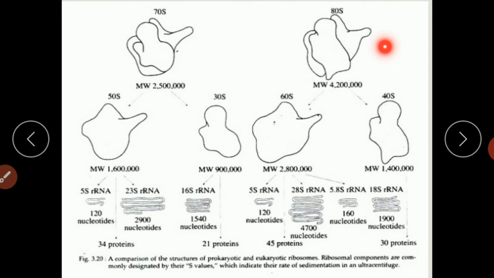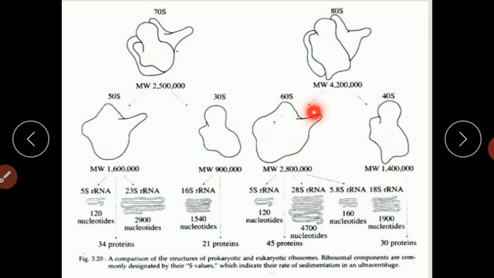So this is again the eukaryotic ribosome. When we isolate this ribosome, we find that there is a large subunit, that is 60S, and a smaller subunit, that is the 40S ribosome. The molecular weight of the larger one is 2.8 million, and the smaller one is 1.4 million.